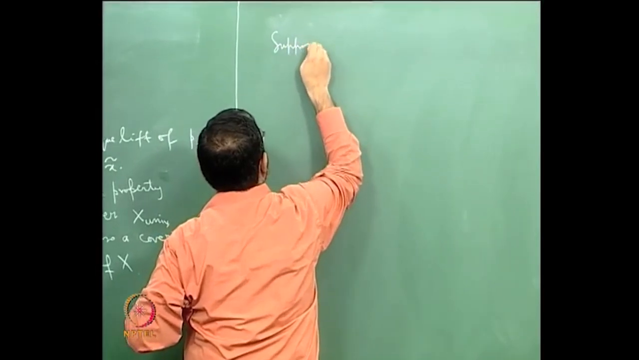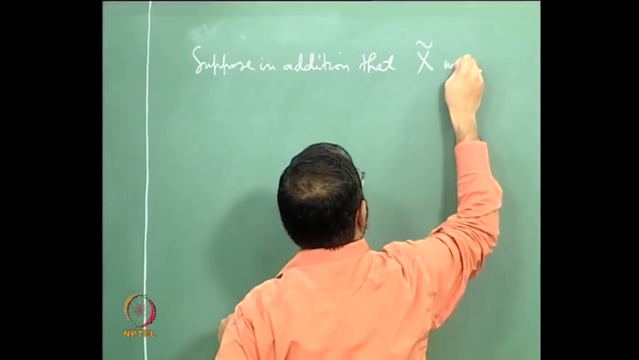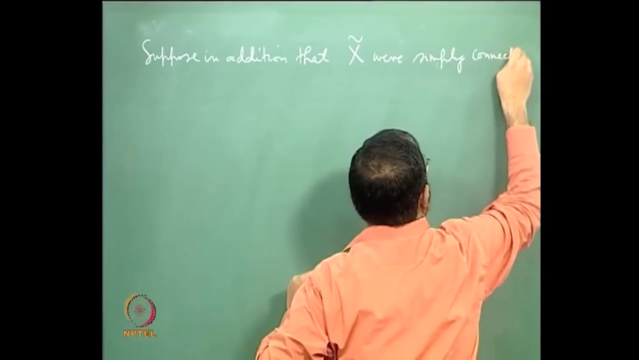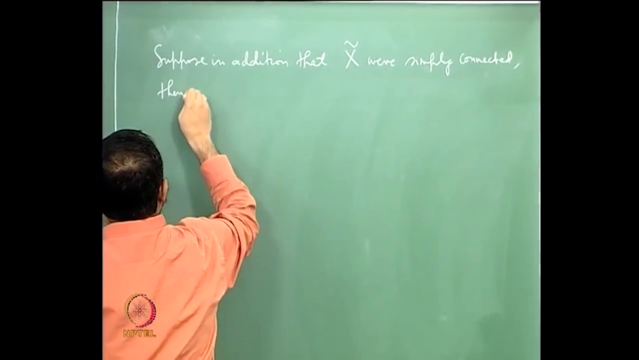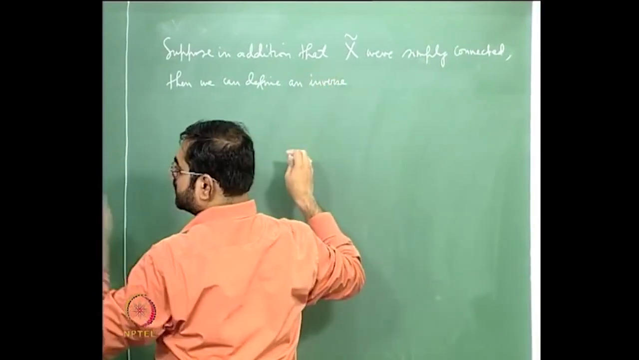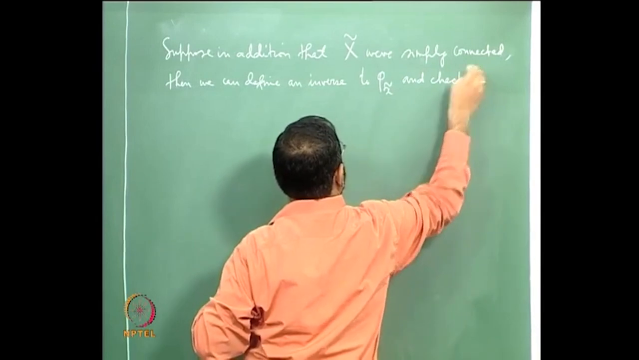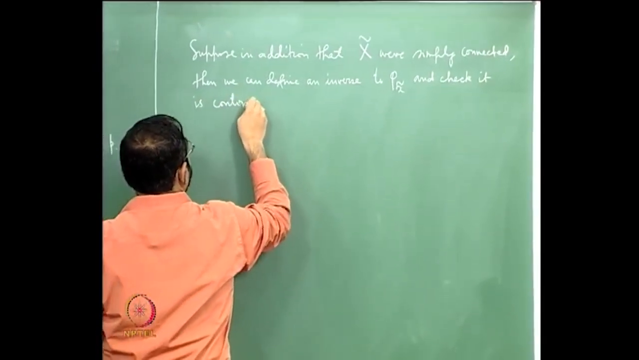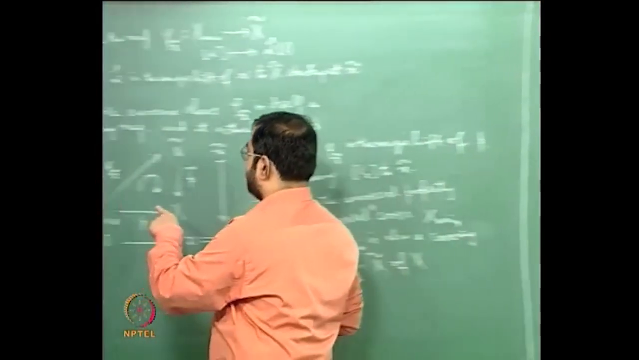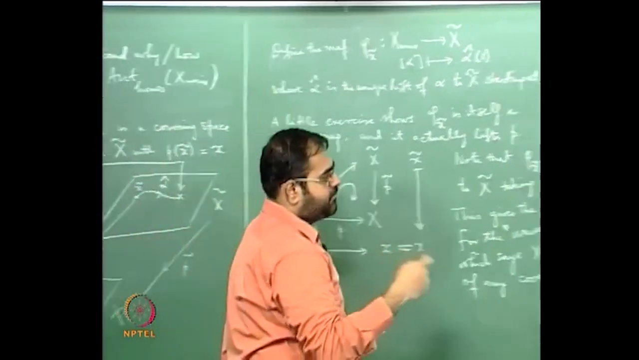Suppose in addition that x tilde were simply connected, then we can define an inverse to phi x tilde and check it is continuous. Okay. So you see essentially the game I played to define this map phi sub x tilde, the same game I can play to define a map in this direction, which will be an inverse. Namely, what is that map?